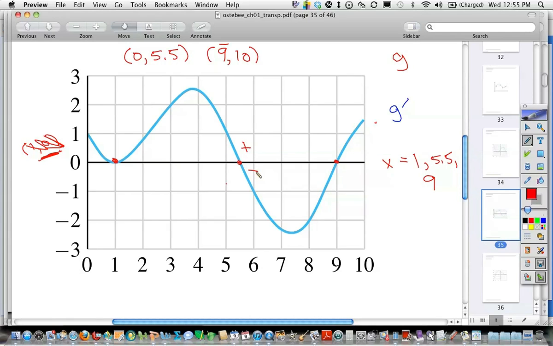Right there. 5.5. Local min, right there, at x equals 9. And that's all you say, x equals 9. Does it say justify? It didn't say justify in those cases. Next one, is G concave up at 3?